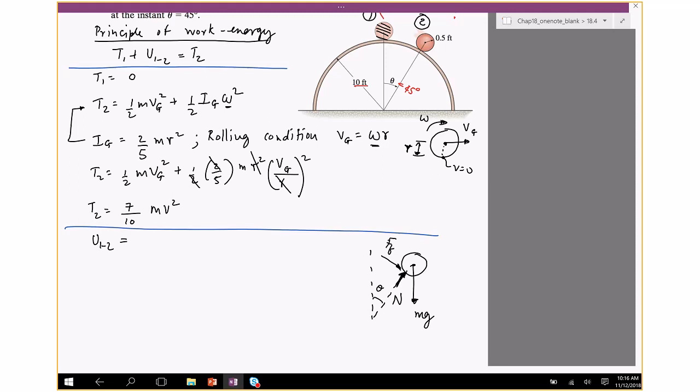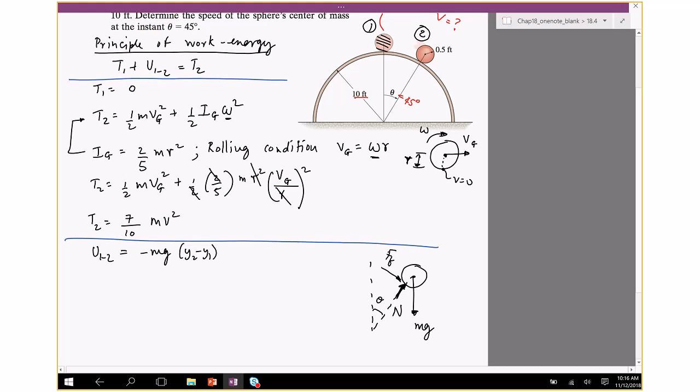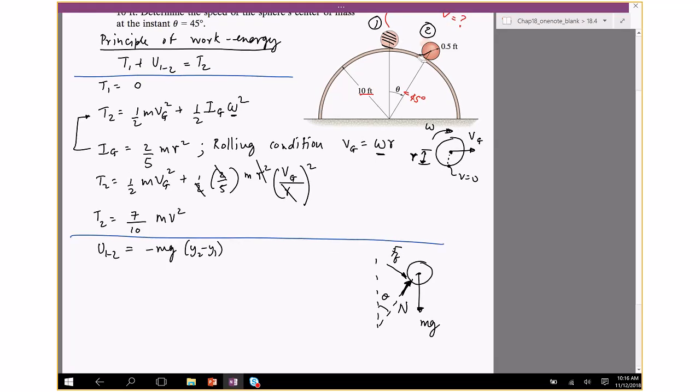and the expression for work done due to mg is minus mg times the difference from those two instances, 1 and 2. So we need to find the change in height of the center of mass in going from the topmost position to the bottommost position, which is at 45 degrees. So let's call that h. So mg is downwards, and the displacement is also downwards.